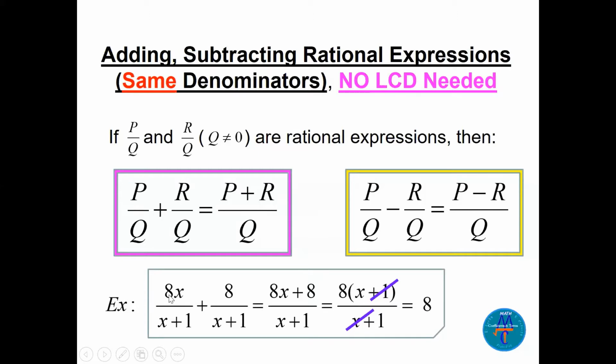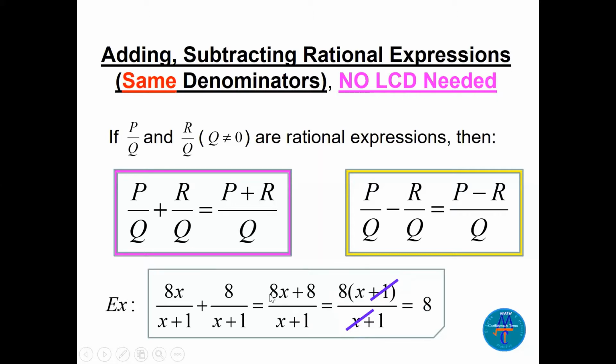That's a simple example. 8x over x plus 1 plus 8 over x plus 1. The important part in this question is x plus 1. This is denominator 1, denominator 2. They are the same. If they are the same, directly we go and add. 8x plus 8. How do we add 8x plus 8? We cannot add, but we take 8 as a common factor by factoring, then we cancel x plus 1. The answer is 8 here.